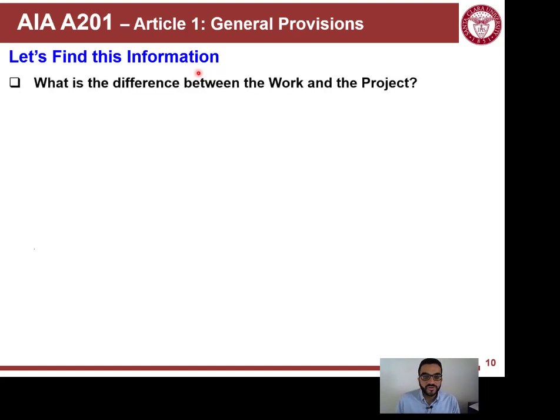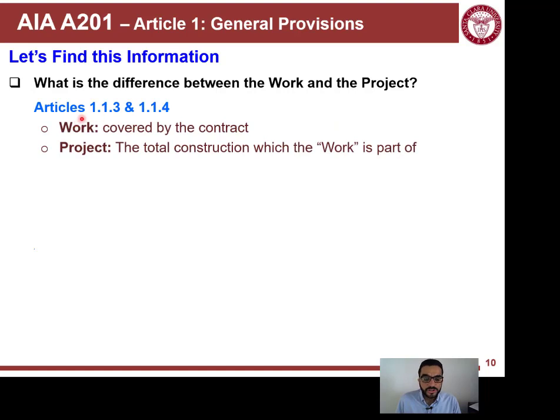For example, what's the difference between the work and the project? You might think it's just wording, but it's important to know what's the work and what's the project, and that is in Article 1.1.3 or 1.1.1. The work is the scope covered by this specific contract, but the project is the total construction, of which the work is a part. So you can be part of a project that other GCs are involved in, but your own work is covered by your own contract.